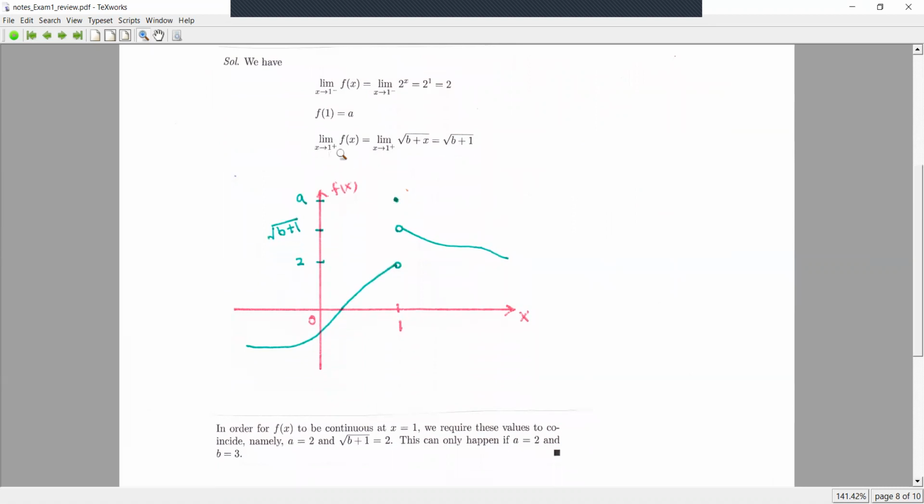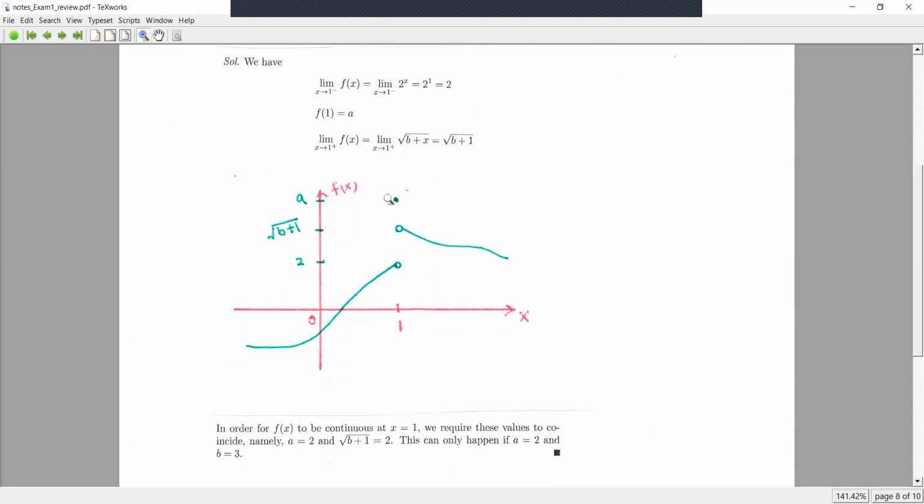As x approaches 1 from the right side, the function approaches the square root of b plus 1. So on the right side, I draw a curve. The curve approaches this point. The height of this point is the square root of b plus 1. Now, from this diagram, if the function f is continuous at 1, then these 3 points must coincide.